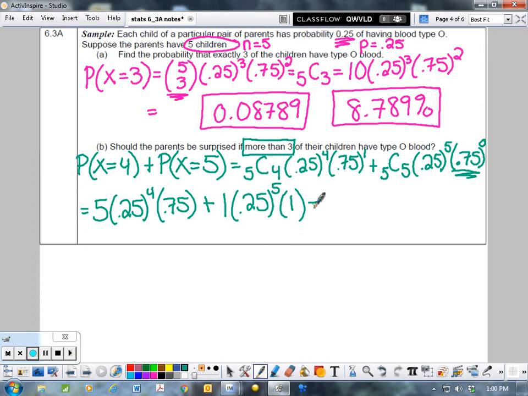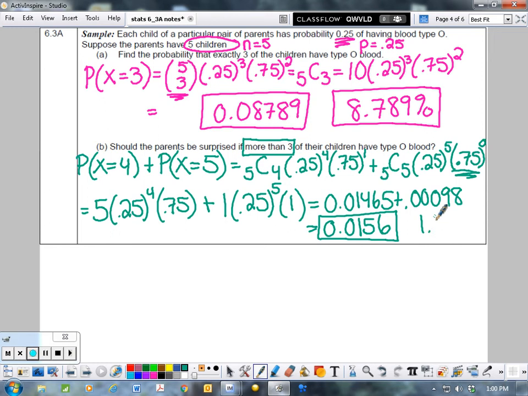And so now when I go ahead, I'm going to get 0.01465 plus 0.00098. And I add those together, and I'm going to get 0.0156, which as a percentage is 1.56%. So should we be surprised if more than 3 of their children have type O blood? Yes, we should definitely be surprised. There's only a 1.56% chance that more than 3 would. Very surprising.